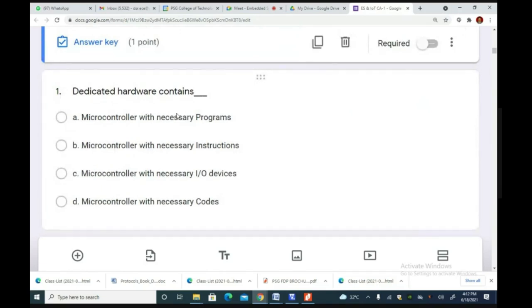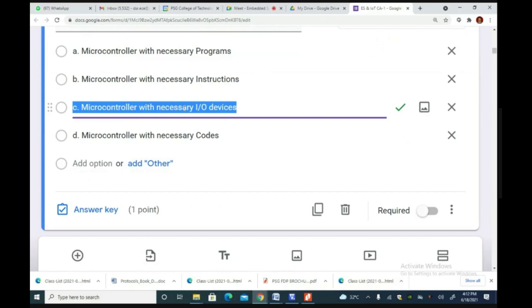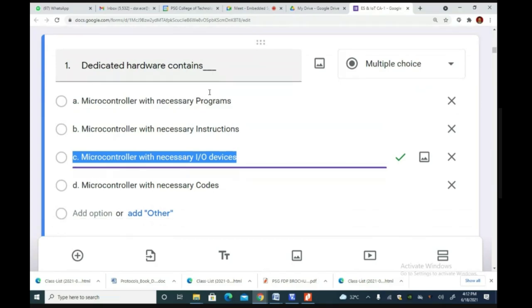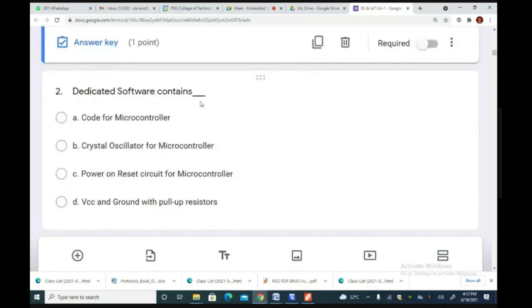Dedicated hardware contains microcontroller with necessary input-output device. Microcontroller with necessary input-output device is a dedicated hardware. Okay. Dedicated software contains a code for microcontroller. Because crystal oscillator comes under hardware, power-on reset circuit comes under hardware, VCC and ground come under hardware. Hence, code for microcontroller is the right answer. Dedicated software contains code for microcontroller.